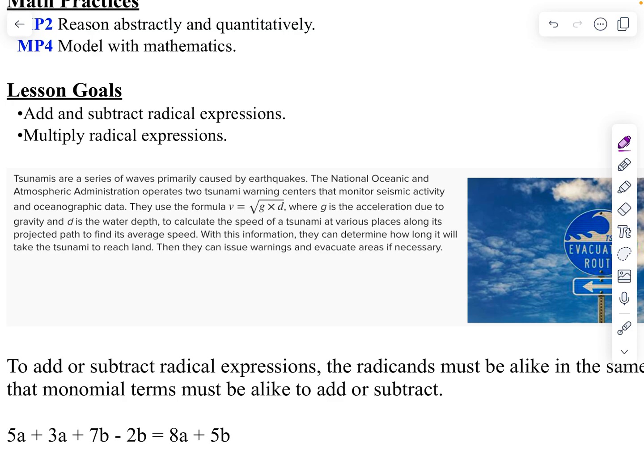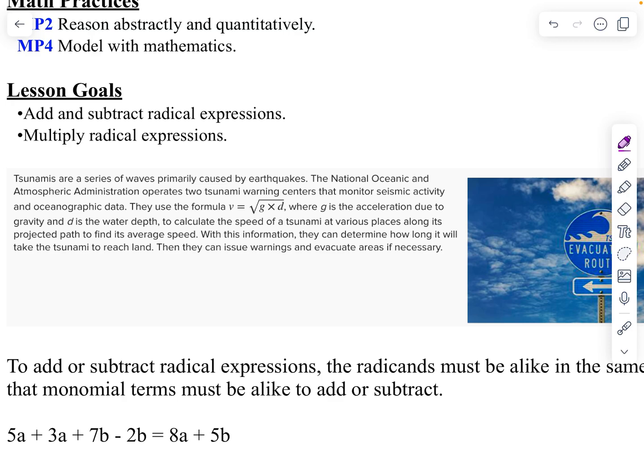If you've ever been to Hawaii, which I think some of you have, some of the buildings are tsunami resistant. The National Oceanic and Atmospheric Administration operates 2 tsunami warning centers that monitor seismic activity and oceanographic data. They use the formula V equals the square root of G times D, where G is the acceleration due to gravity and D is the water depth, to calculate the speed of tsunamis at various places and find the average speed.